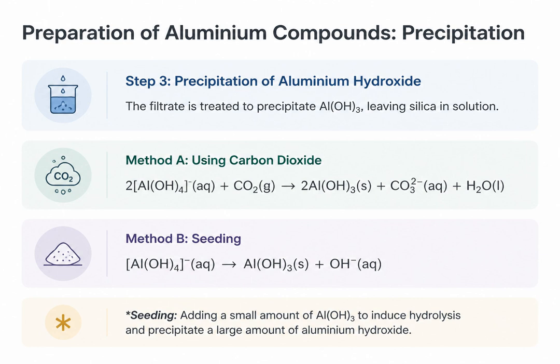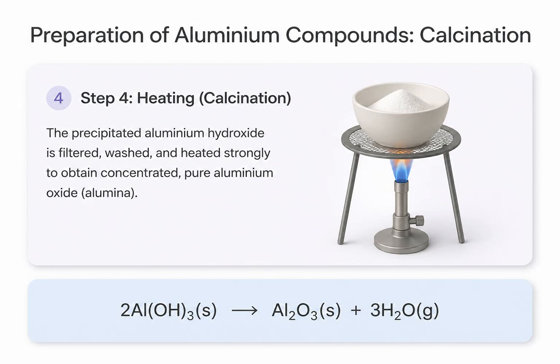The second method is called seeding. Seeding is a fascinating process where we add a tiny crystal of pure aluminum hydroxide to the solution. This acts as a nucleation site, inducing the tetrahydroxoaluminate ions to hydrolyze and precipitate out as a large mass of solid aluminum hydroxide. After we have successfully precipitated the aluminum hydroxide, we need to convert it back into an oxide form that is suitable for electrolysis.